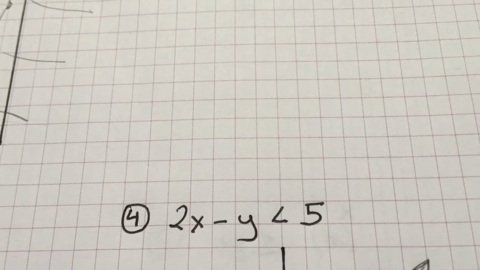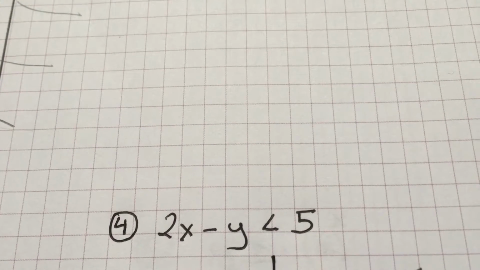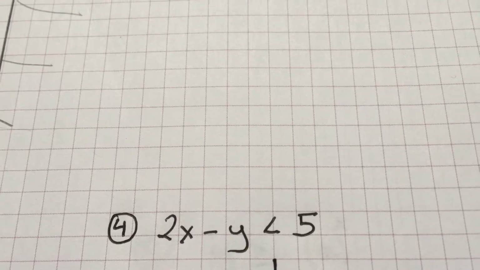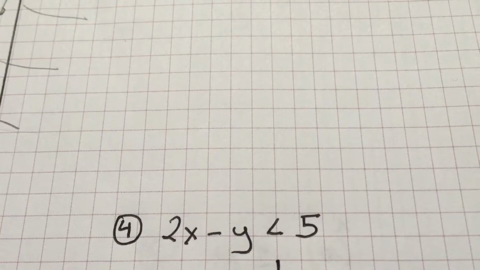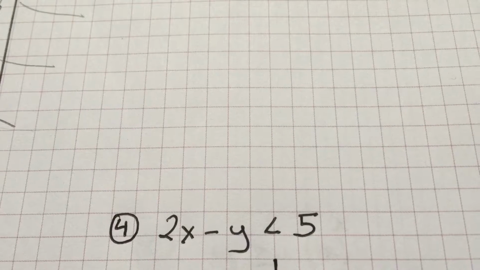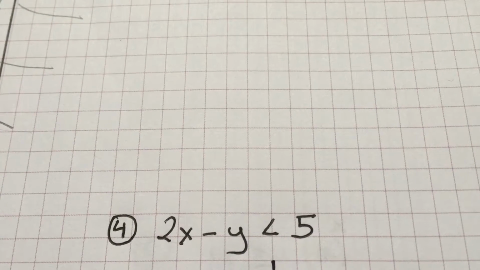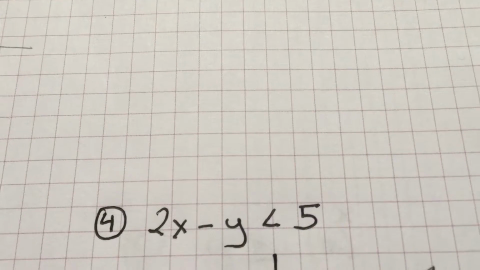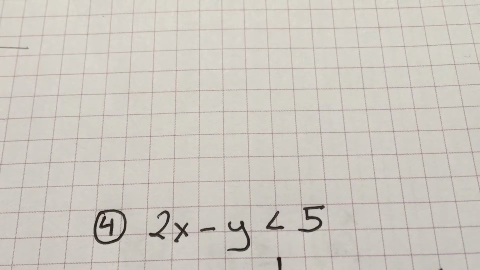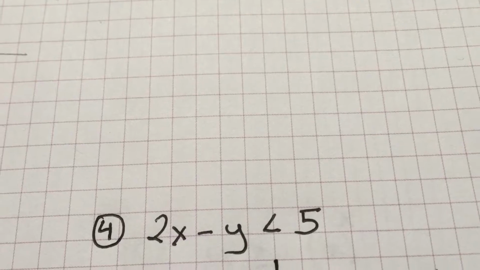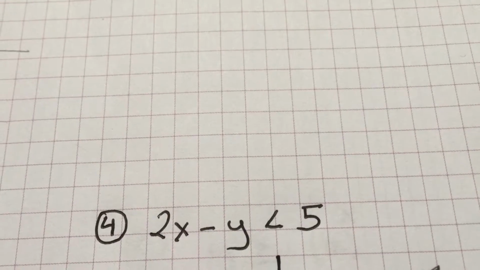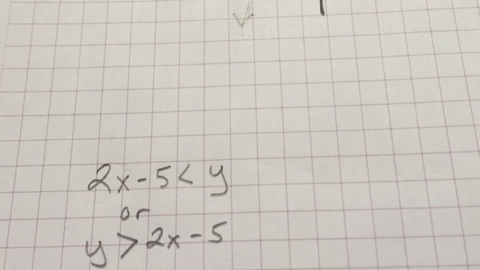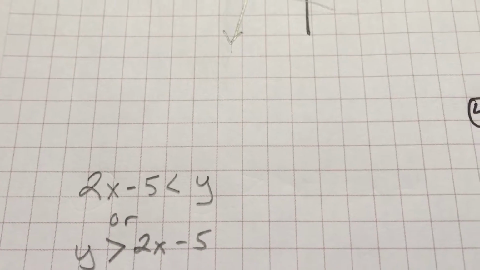So 2x minus y is less than 5. And pause the video if you need help. All right, so the first thing I'm going to do is change the form. So I actually switched the y and the 5. So I added y and I subtracted 5. So it's going to look something like this. So 2x minus 5 is less than y.